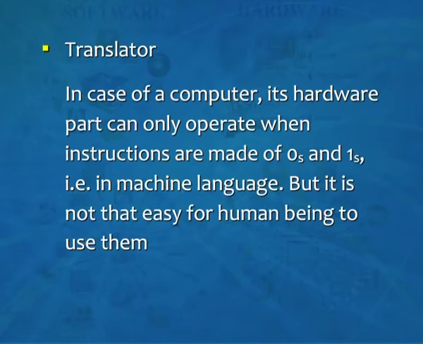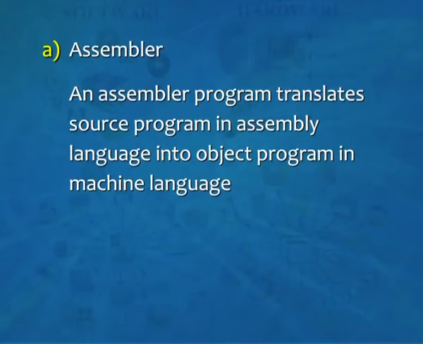In case of a computer, its hardware part can only operate when instructions are made of zeros and ones, that is in machine language, but it is not easy for human being to use them. Hence, programs written in high level language need to be converted to machine language. There are different types of translators for different categories of languages, namely assembler for assembly language, interpreter and compiler for high level language. Let us know about assembler.